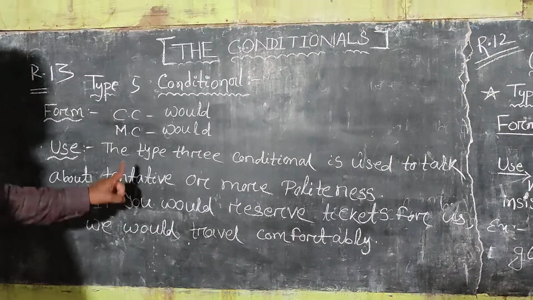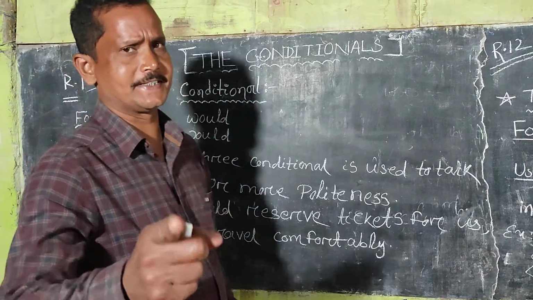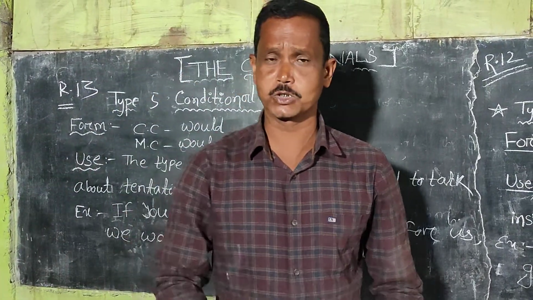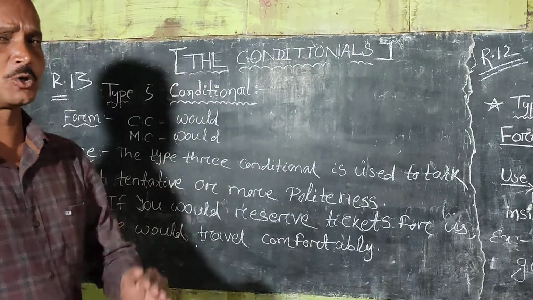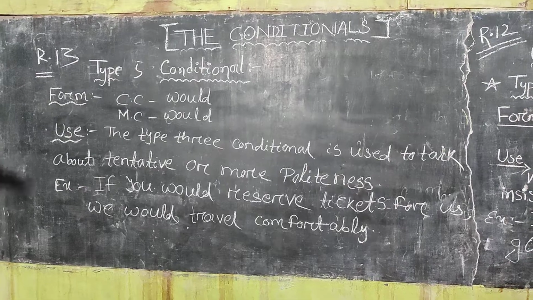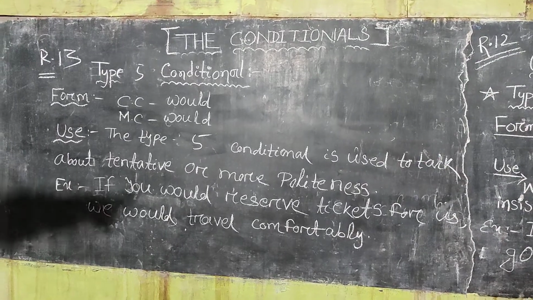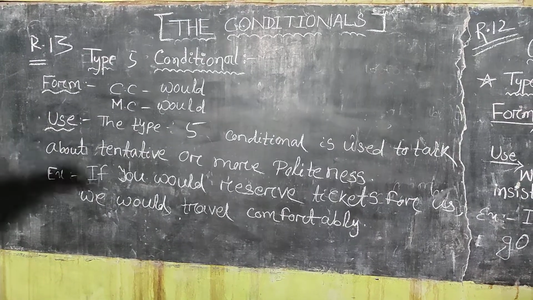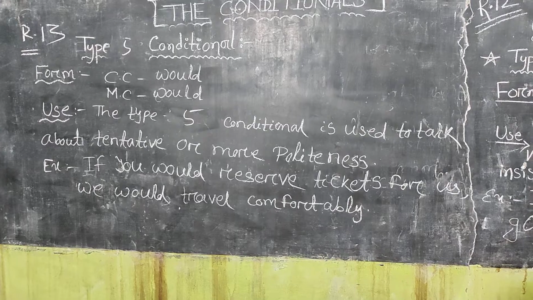Number 13, and that is known as type 5 conditional. Its conditional clause takes the modal would, and the main clause also takes the modal would. What is its purpose? While talking about tentative or polite requests, we use this conditional. Example: if you would reserve tickets for us, we will travel comfortably.